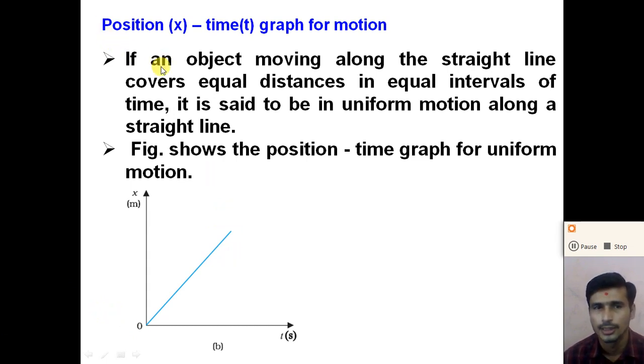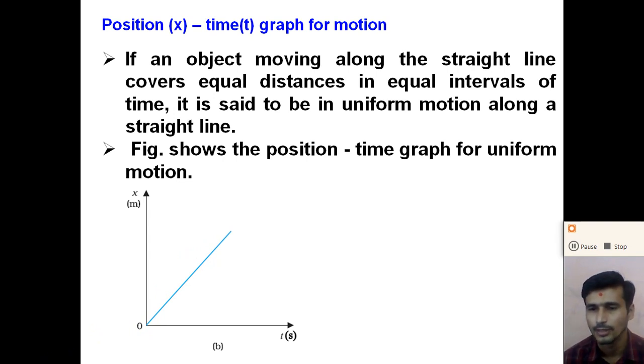So dear student, if an object moving along a straight line covers equal distance in an equal interval of time, the motion is said to be a uniform motion, and the position-time graph for the uniform motion is a straight line, or we can say linear, right? So if the position-time graph is a linear straight line, we can say that the motion of the object is a uniform motion.